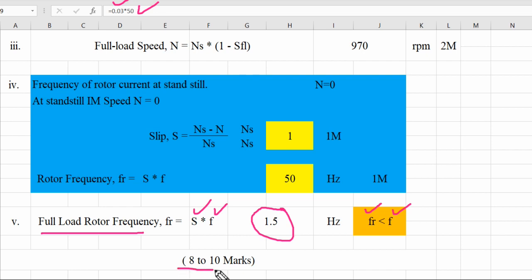These types of problems will be asked for 8 to 10 marks, so you can practice these. These types of problems are most commonly repeated in the examination.